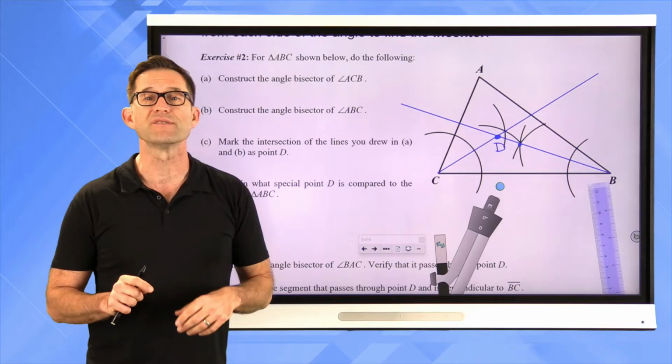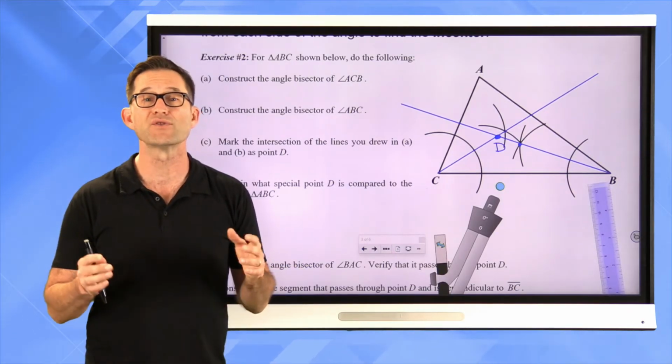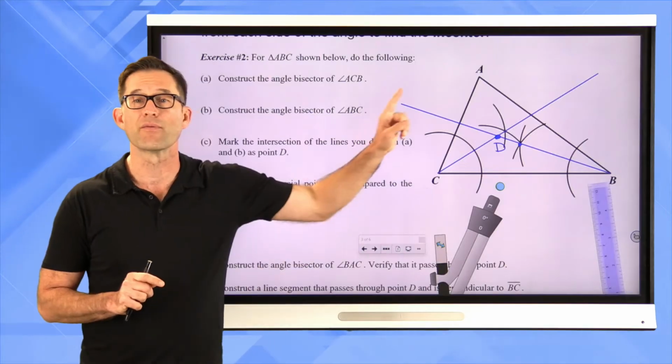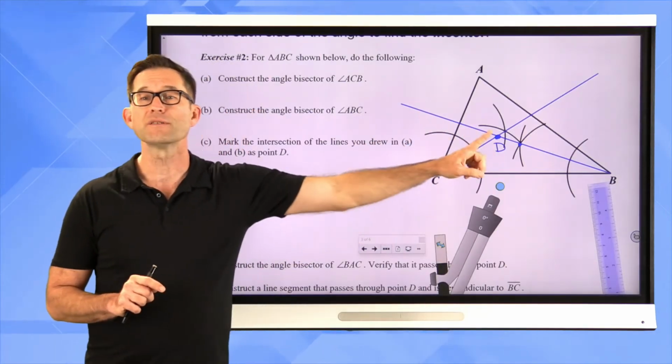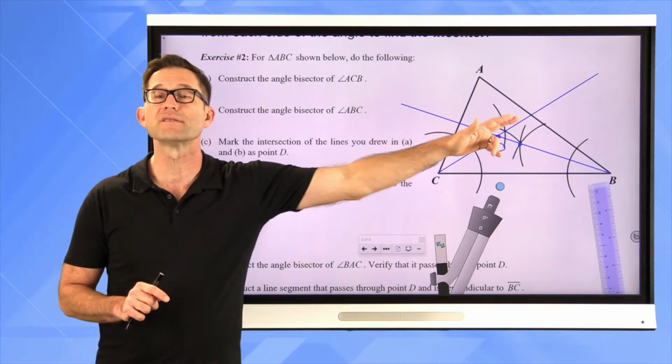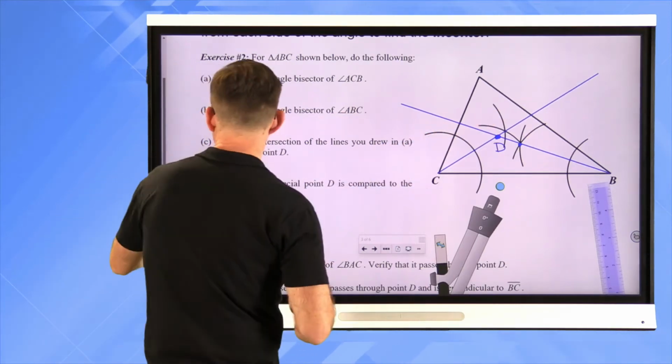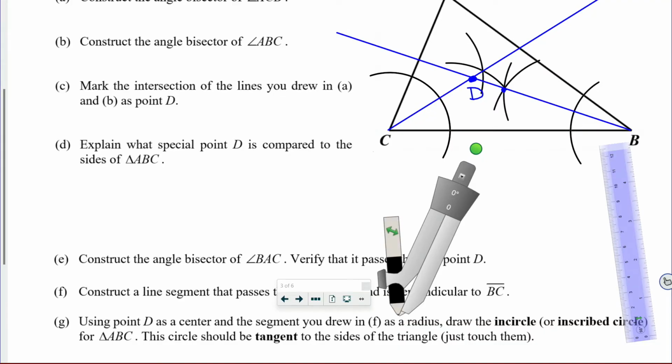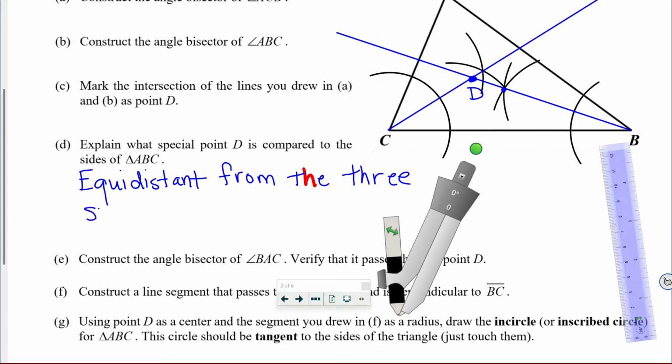Now think about this compared to something that we saw in a previous lesson called the circumcenter. That point lied equidistant from the 3 vertices of the triangle. This point is going to lie equidistant from the 3 sides of the triangle, all right? So point D is equidistant from the three sides of the triangle. Now, again, make sure you kind of understand what that even means.